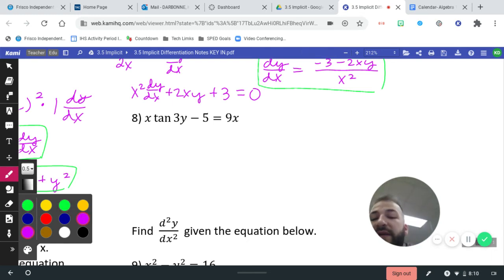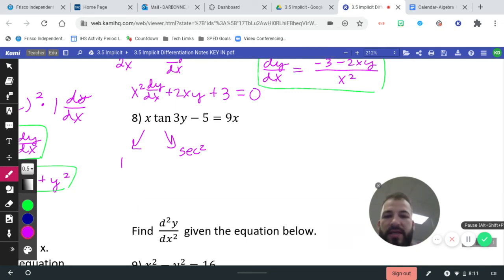So derivative of each piece. So derivative of x is just 1. Derivative of tan of 3y. Derivative of the outside, so secant squared. Inside stays the same, 3y. And then times the derivative of the inside, so derivative of 3y is 3 dy over dx.